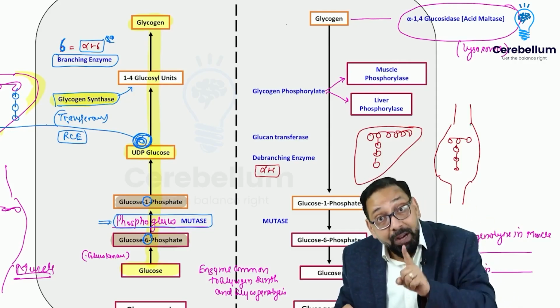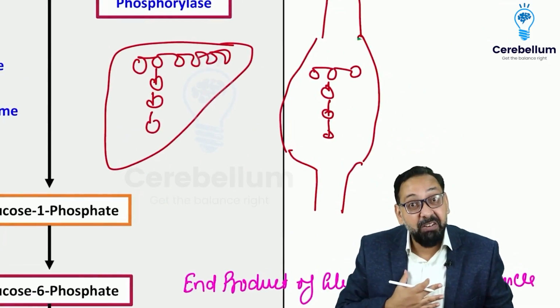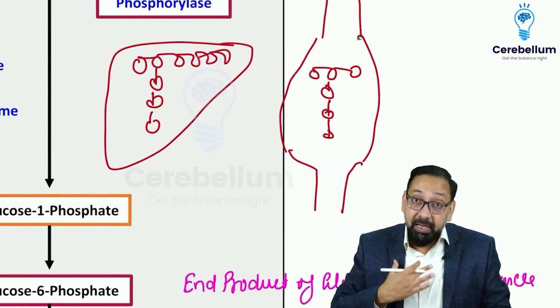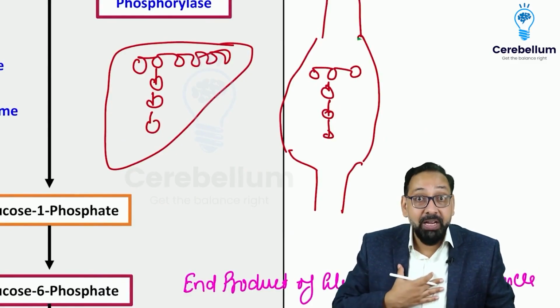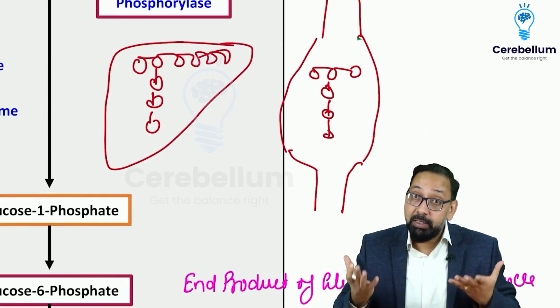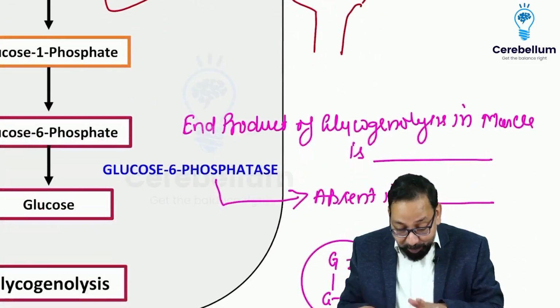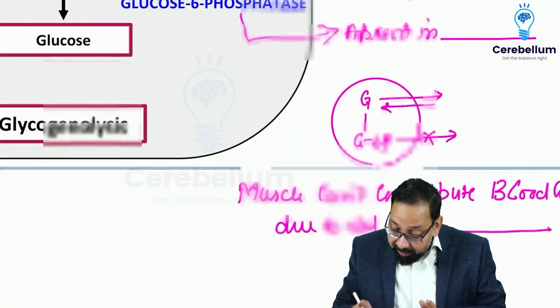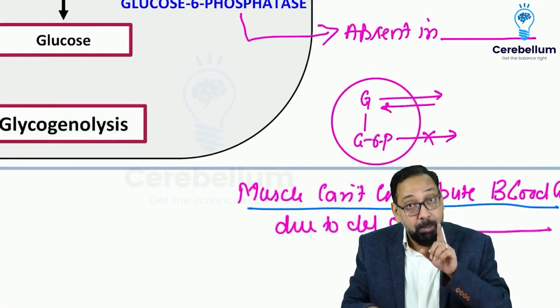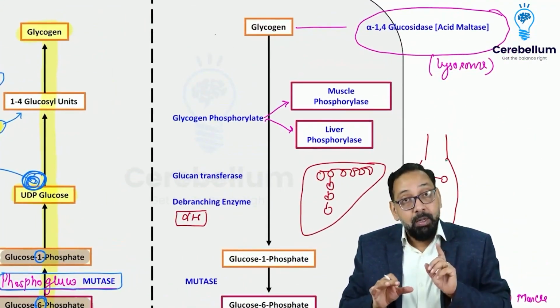Muscle also has glycogen, but muscle is very selfish. Muscle says, I will not give my glycogen to anybody; I will utilize my glycogen for production of energy for myself. So muscle can't contribute to blood glucose. Point it out.